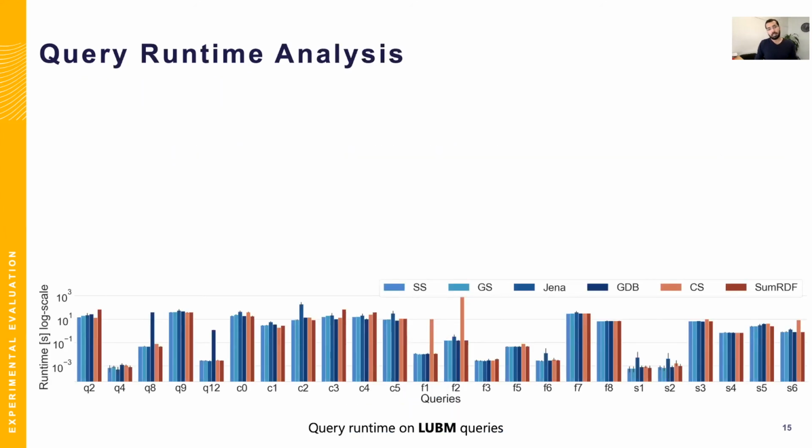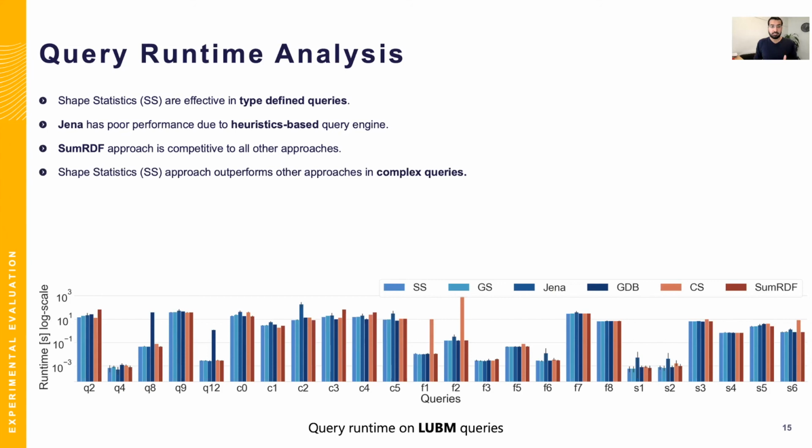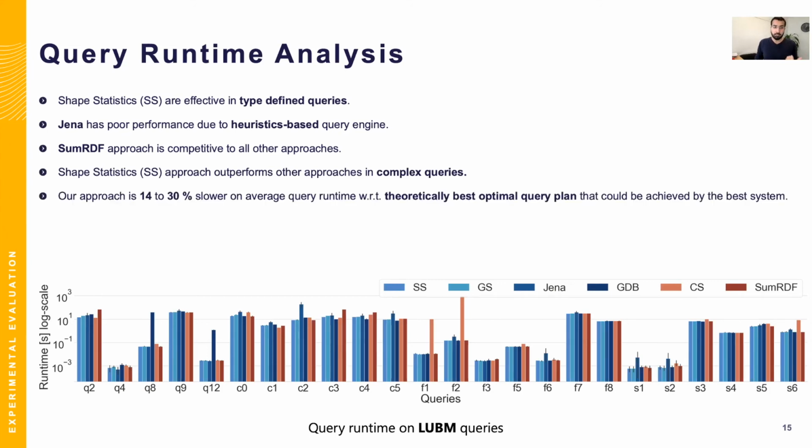For the query runtime analysis, we see that the shape statistics are effective in type-defined queries, and Jena has poor performance overall due to its heuristics-based query engine. The SumRDF approach is competitive to all other approaches, and the shape statistics approach outperforms other approaches mostly in complex queries. Also, we noticed that compared to the theoretical best optimal query plan, which could be produced by a best system, our approach is only slower overall by 14 to 30%.